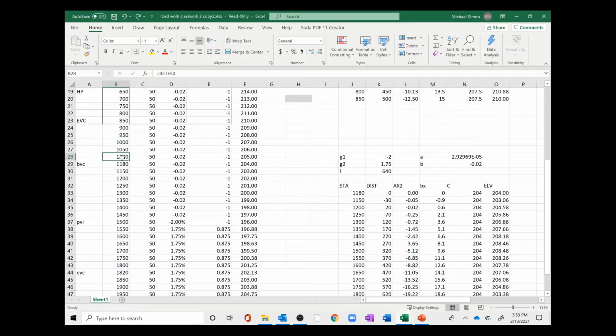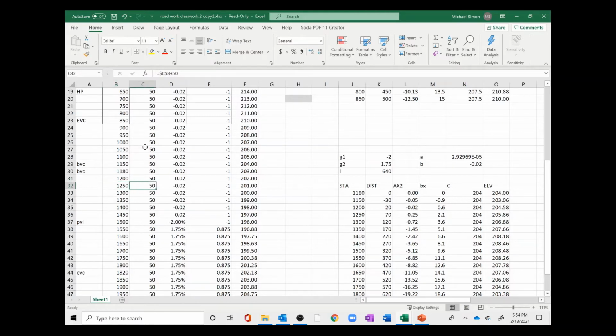You had station 1100, 1050, 1100, 1180, 1150. These two have to be switched. So let's change that. Let's make this BVC 1150, 1180. Okay. And this would become 1200.